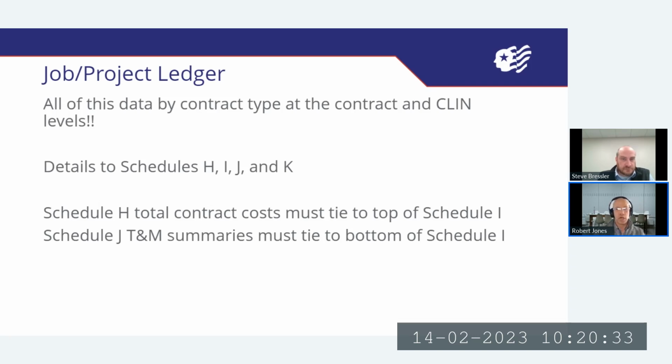Continuing on with our job project level ledger, again, all of this data is by contract type at the contract and CLIN levels. So let me further clarify a couple things here. You've heard me say, got to have it at the contract level and then at the CLIN level. It's got to be broken out by contract type. Remember that Schedule H, we have our cost type contracts. We have our other flexibly priced contracts, our T&M, our fixed price, and our commercial contracts.